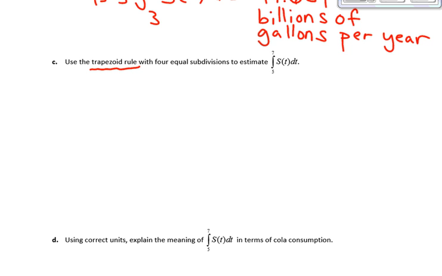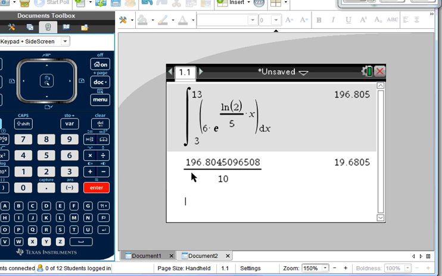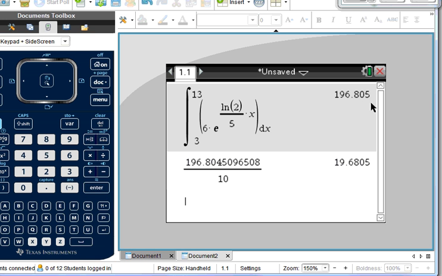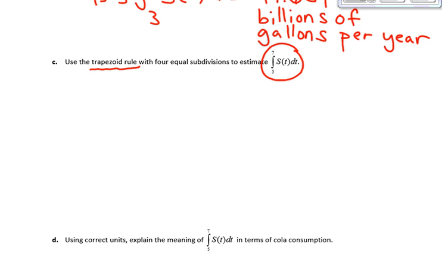So like I said, these are going to be some good review questions involved in here. So trapezoid rule, we're going to use that to estimate the integral from 5 to 7 of s of t. So just like we just did, back in our calculator, we found the integral from 3 to 13, and I told you that 196 number was the total amount of COLA consumed in those 10 years. So that's essentially what we're finding in part C, but from 1985 to 1987, and we're not using our calculator to just plug it in, we're actually having to use a trapezoid rule.